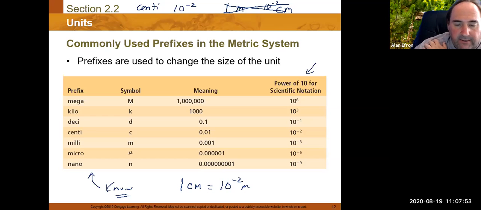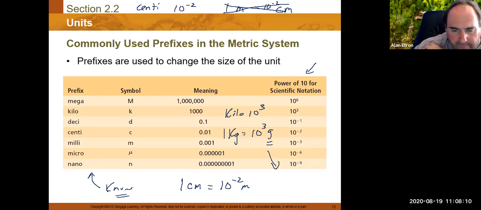Same thing with kilo, which is 10 to the 3. What that means is, say in grams, in 1 kilogram, one of the prefix unit, there are 10 to the 3 grams. So this is our base unit, if you will, and this is our prefix unit.